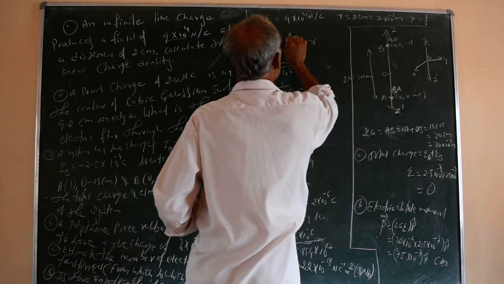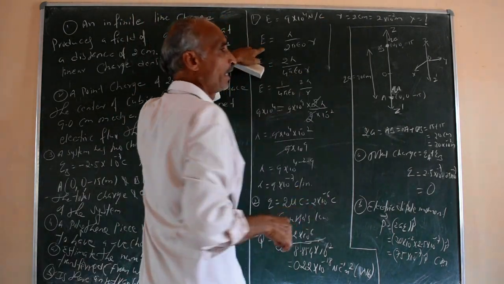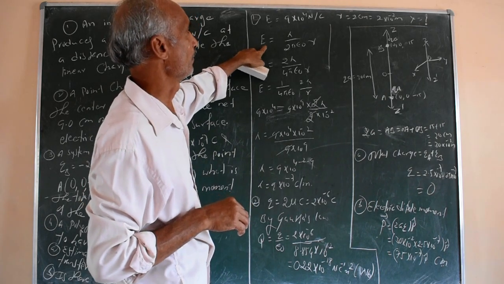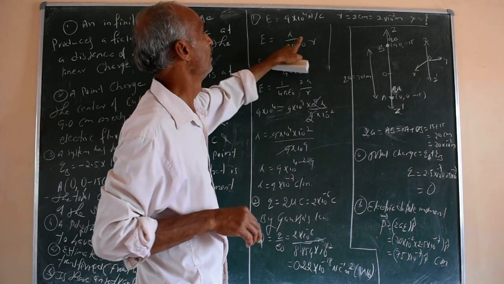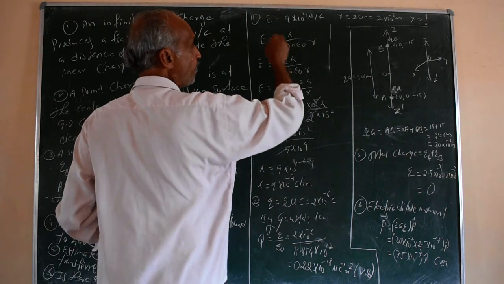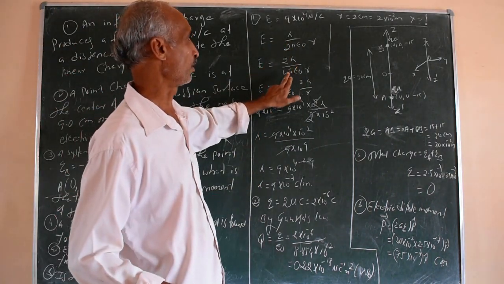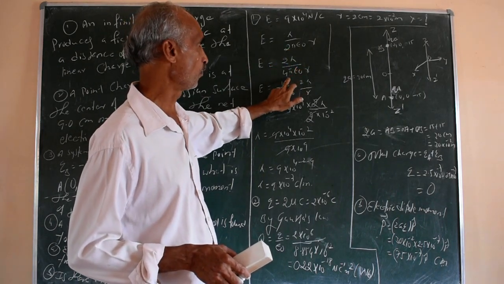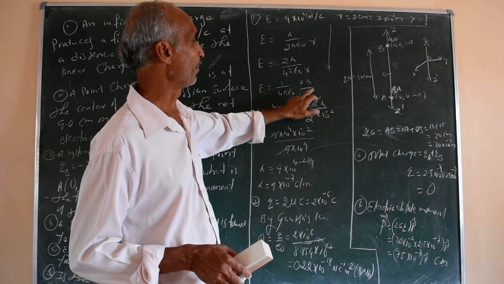The formula for E for an infinitely long, uniformly charged line conductor wire: the field at a point at a distance R from the line is lambda upon 2 pi epsilon naught into R. Since 1 upon 4 pi epsilon naught is 9 into 10 raised to 9, let us make it 4 pi epsilon naught by multiplying 2 in the numerator and 2 in the denominator. 2 into 2 is 4, so 4 pi epsilon naught R. That is 1 upon 4 pi epsilon naught into 2 lambda upon R.